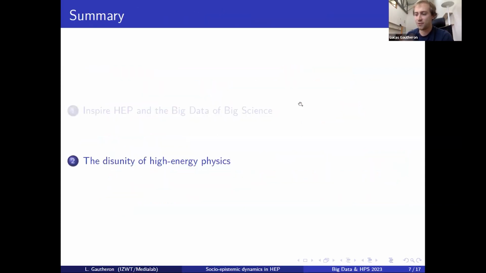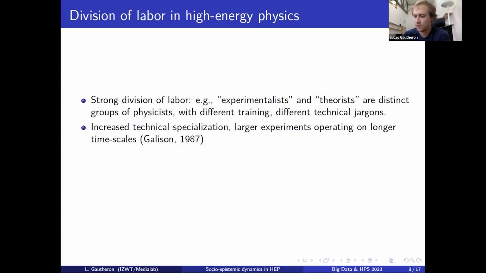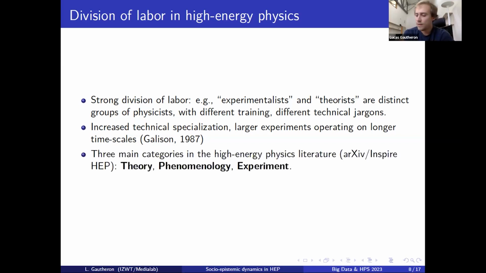Now I would like to turn to my own topic of study, which is the unity of high-energy physics. There is a strong division of labor in the field. For instance, experimentalists and theorists are distinct groups of physicists with different training and their own jargon. Reasons for this include increased technical specialization, but also the increased size and duration of experiments, which provide full-time jobs to experimentalists for years and years. In fact, there are three major categories in the HEP literature: theory, phenomenology, and experiment, as classified on arXiv's website, but also in the Inspire HEP database.